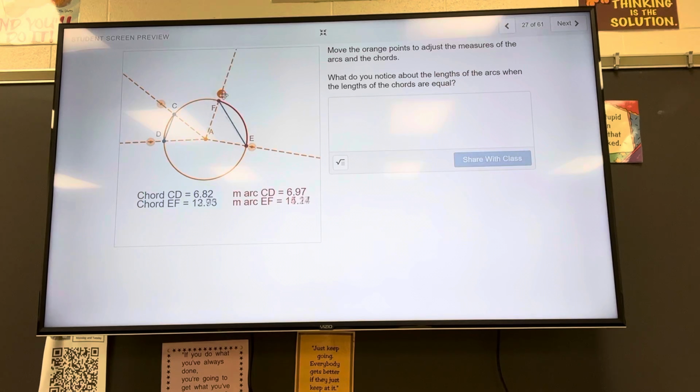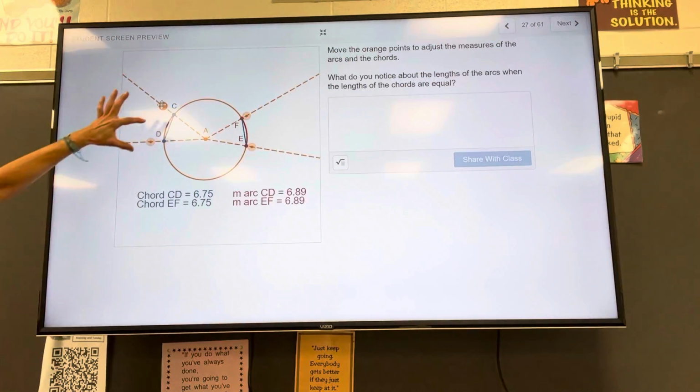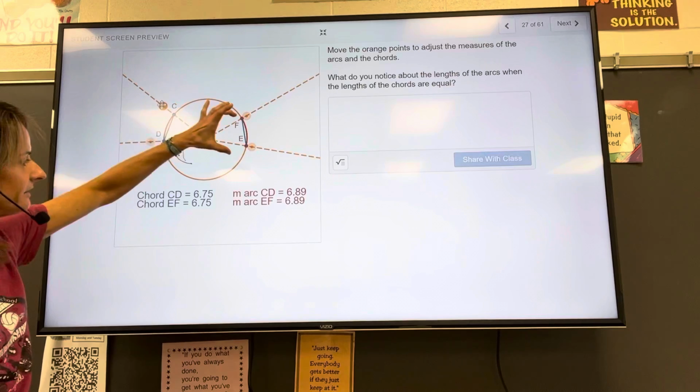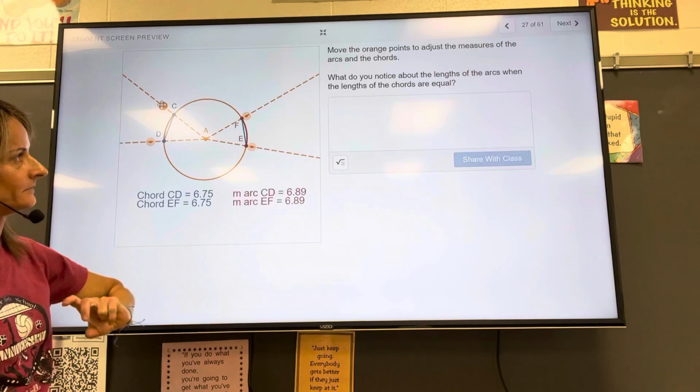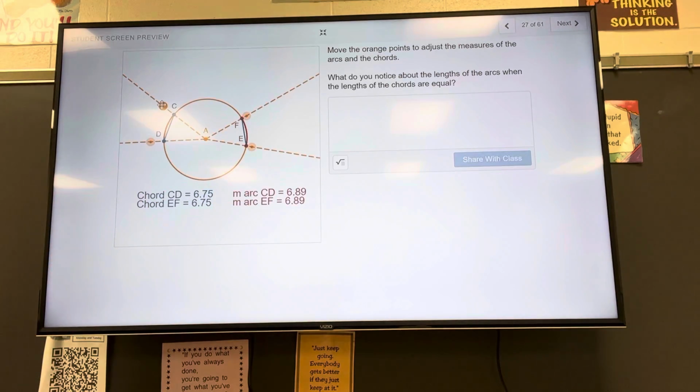Okay. We're going to try to make the chords equal. Someone was able to make them equal in my last class, but I had trouble getting them exactly the same. Chords C, D, and E, F. Let's do it. Oh, there we go. Okay, so you notice when you have two chords inside a circle that are the same length, the measure of their arcs are also the same. And that's what they're trying to get at here. What do you notice about the lengths of the arcs when the lengths of the chords are equal? We can just say they are equal.